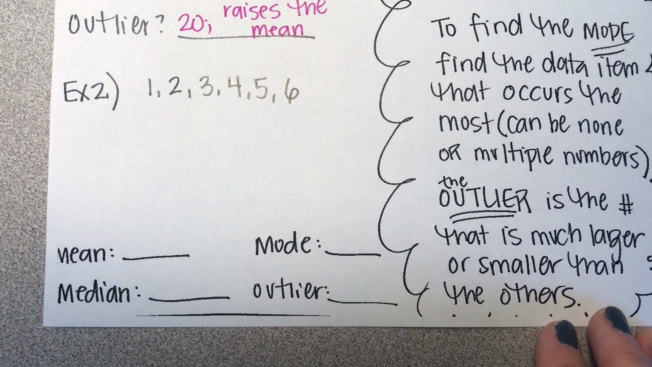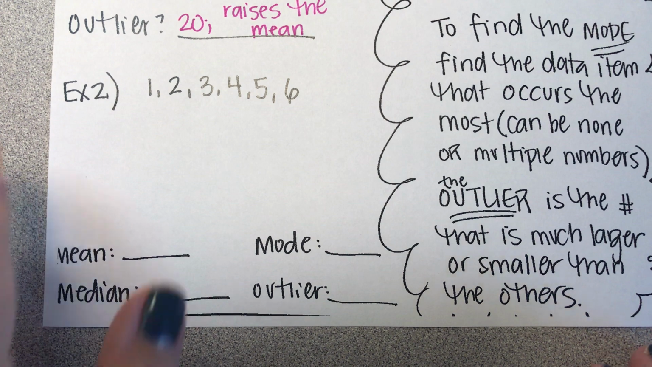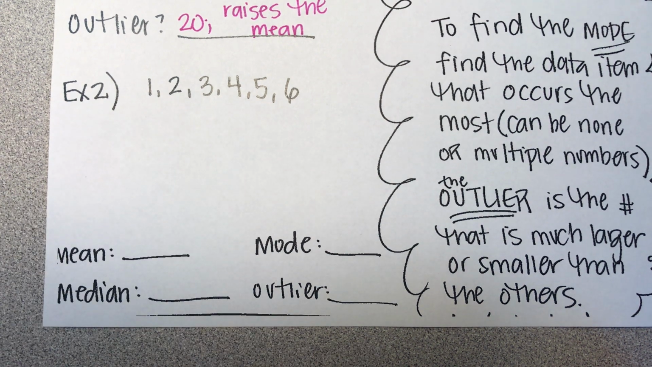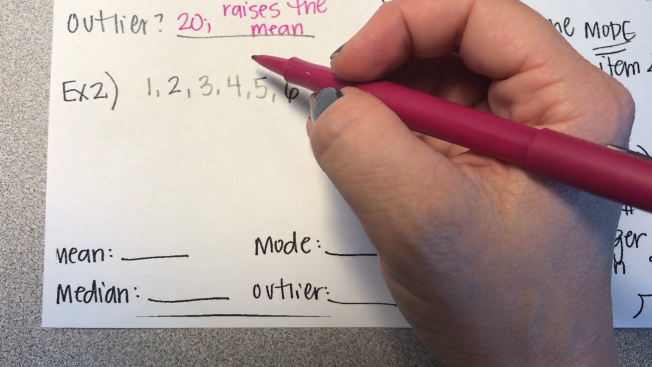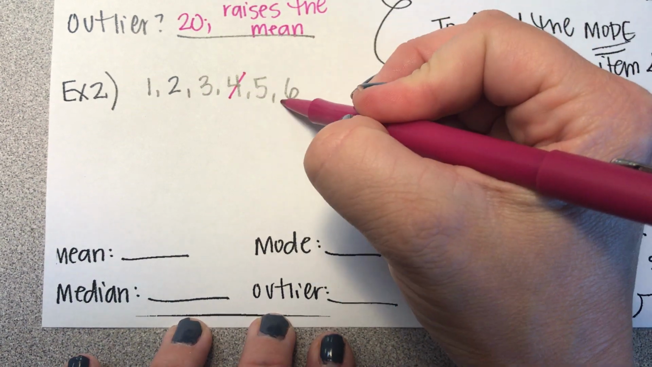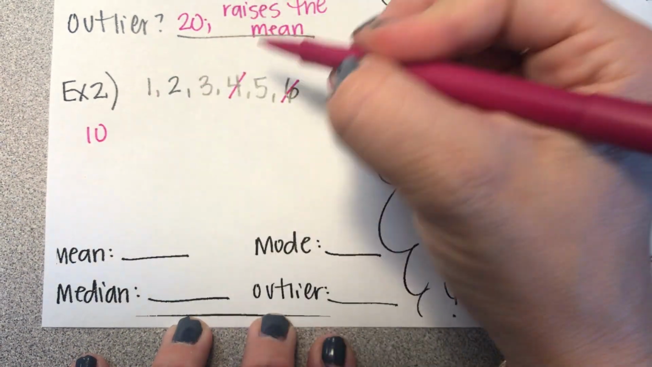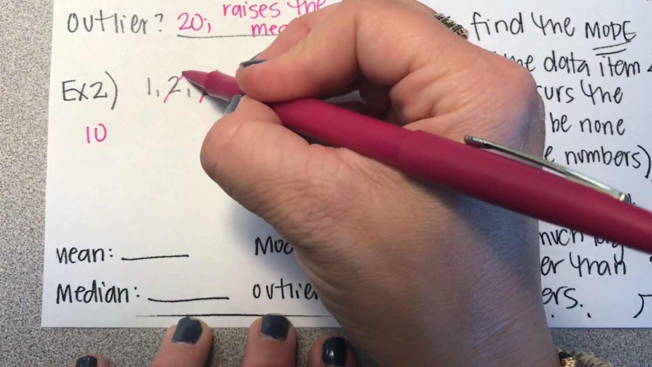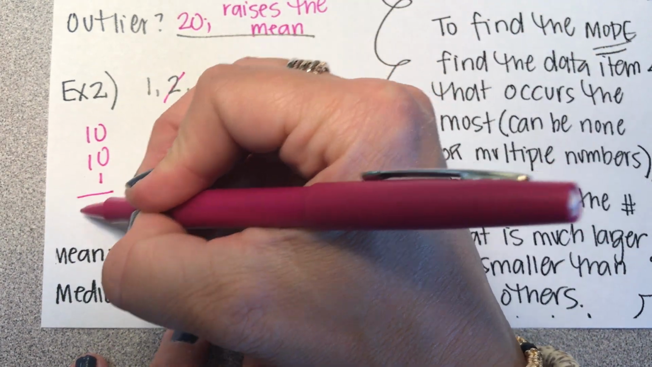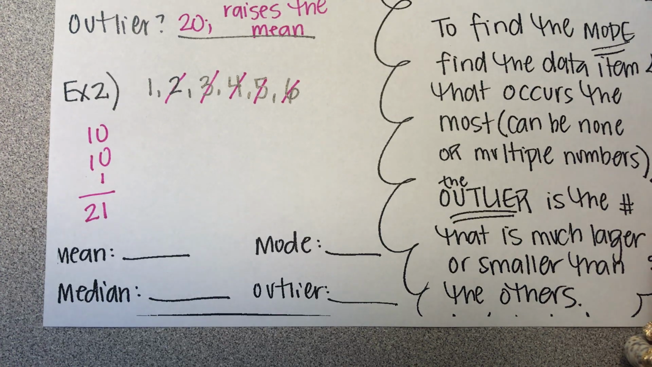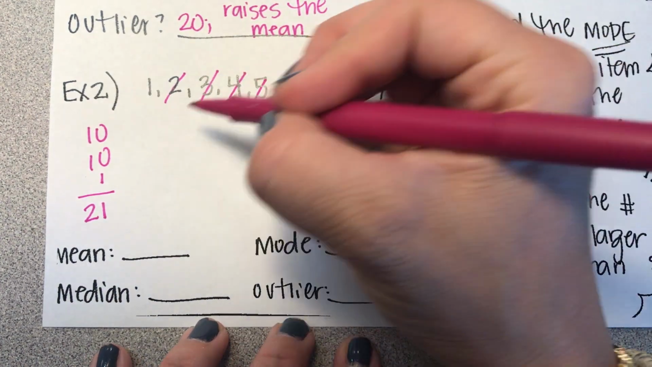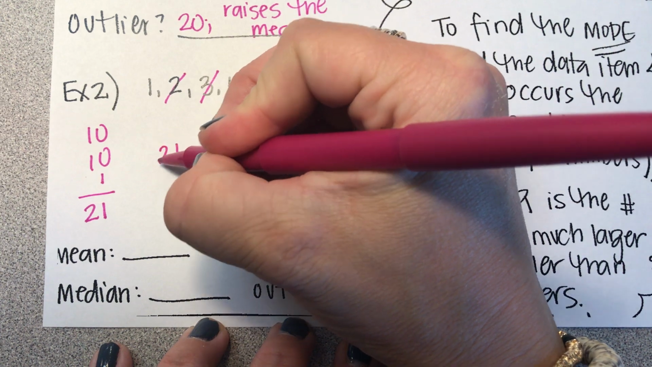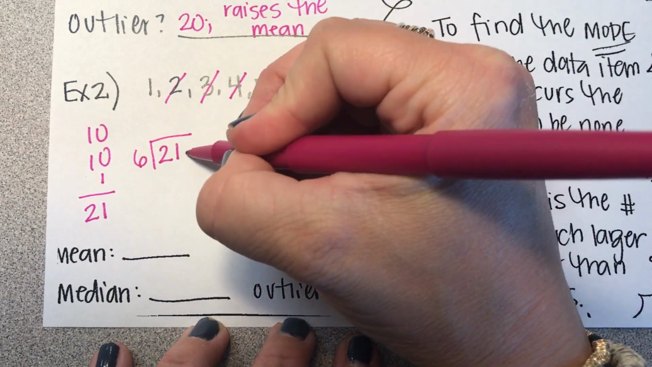Okay, we're going to do the same process with this data right here. So first thing I'm going to do is go ahead and add together my numbers. So again, I like to make 10s. 4 and 6 is 10, 5, 6, 7, 8, 9, 10, and then 1. So that's 21 divided by how many numbers? 6. So I'm going to come over here, 21 divided by 6.